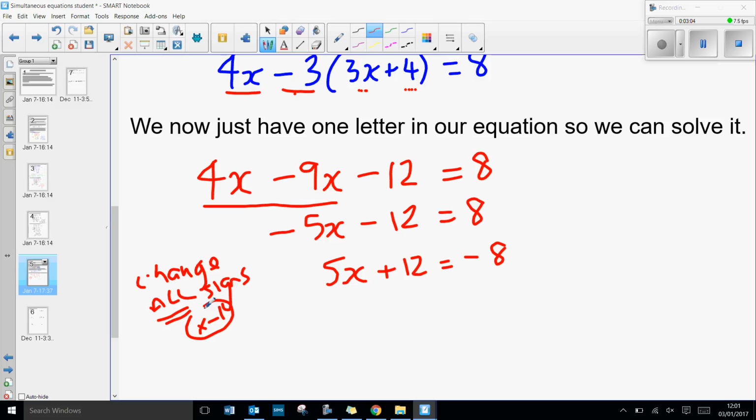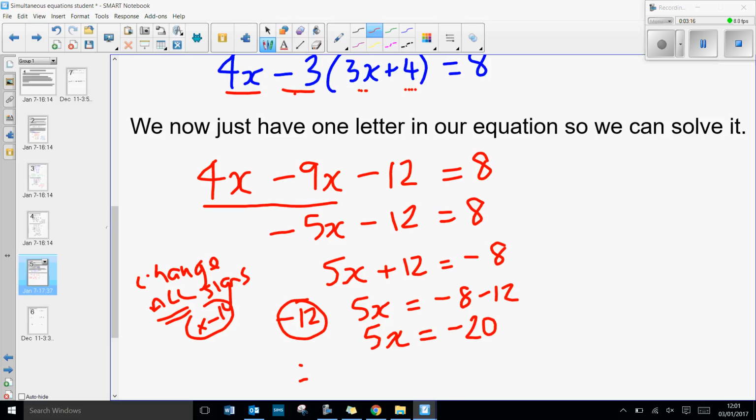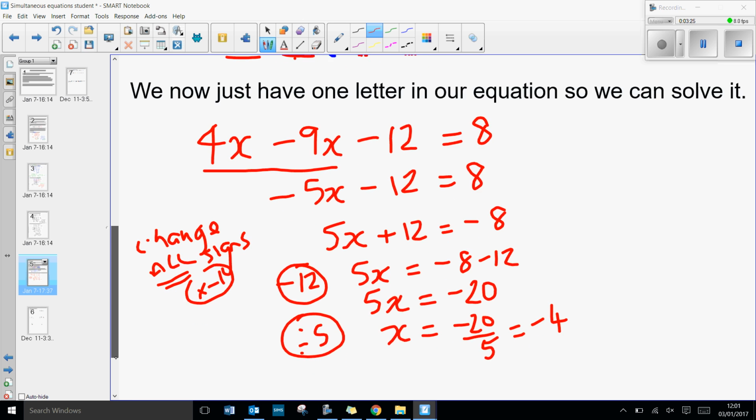So we're going to solve this by subtracting 12 from both sides. And then we're going to divide both sides by 5. Okay, so we found that x has a value of -4.